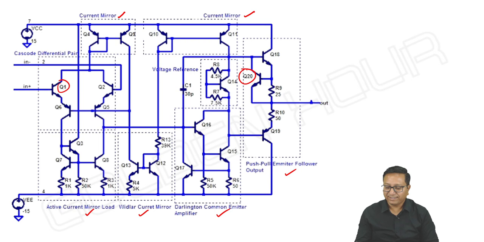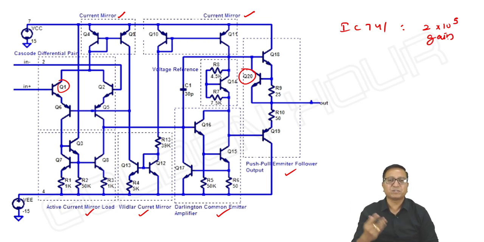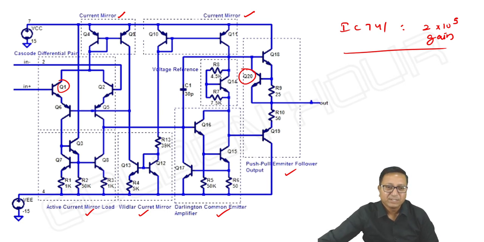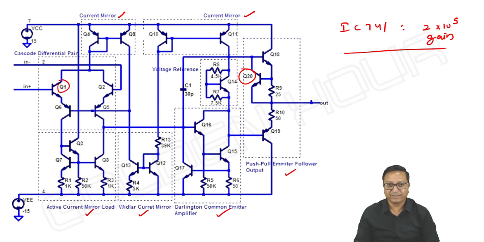Of course, this IC741 provides a gain of 2 into 10 power 5. General range is 10 power 5 to 10 power 8. That depends upon the model of the IC we are using. But as far as this particular IC is concerned, the gain provided is 2 into 10 power 5. So we will discuss all these things. At this stage, you need not worry about it.